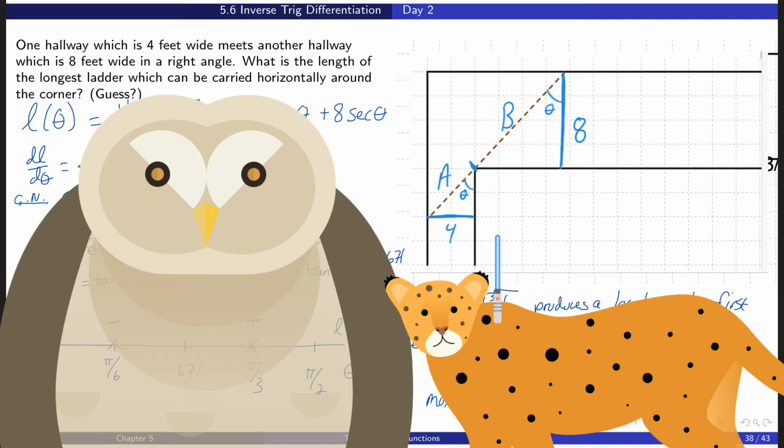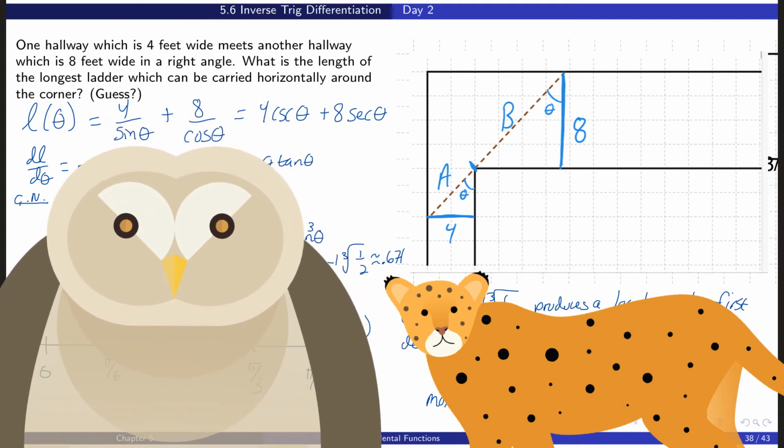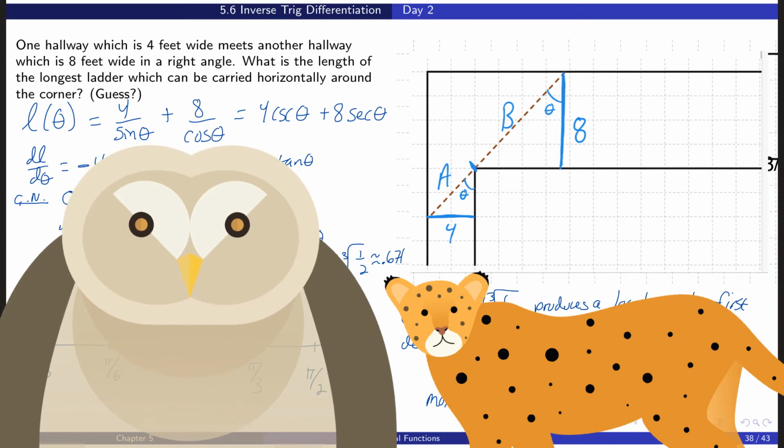So I've added some labels onto our hallway. This hallway is 4 feet wide, this hallway is 8 feet wide. The ladder creates two triangles, both of which are similar triangles. So they both have an angle theta there. And the statement that we're going to create is the length of the ladder, which is A plus B, winds up being 4 over sine theta plus 8 over cosine theta.